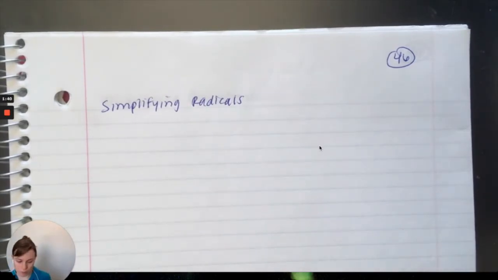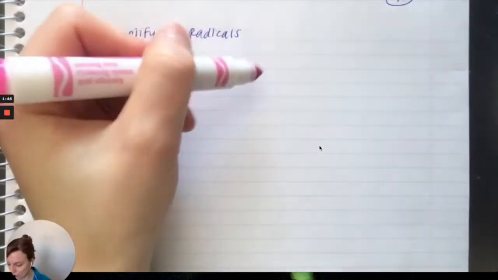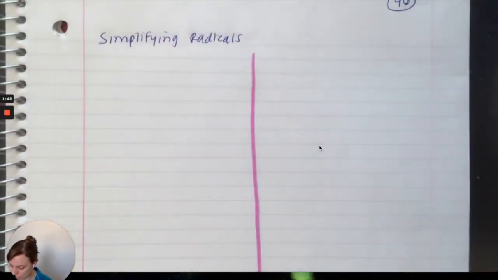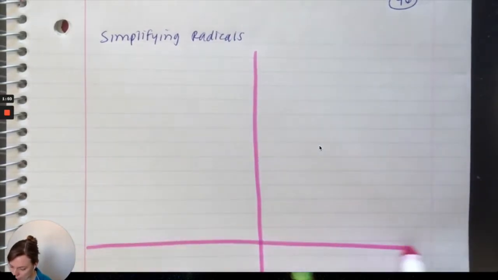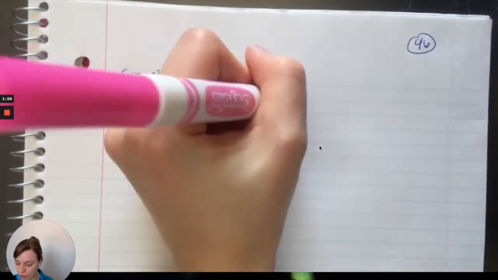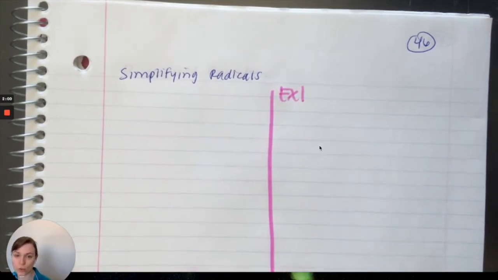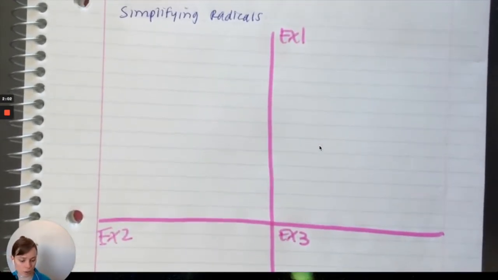Okay, so simplifying radicals, we are going to do actually 3 examples. The first box is just for definitions and vocab. So make 4 boxes on your whole page. We're going to have an example 1, example 2, and example 3. So if you want to label those already, you're welcome to.